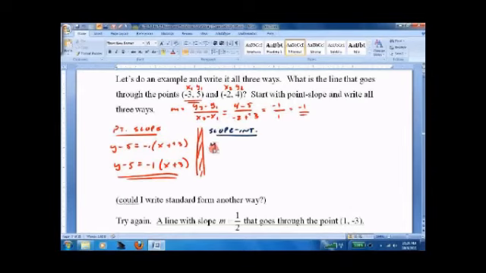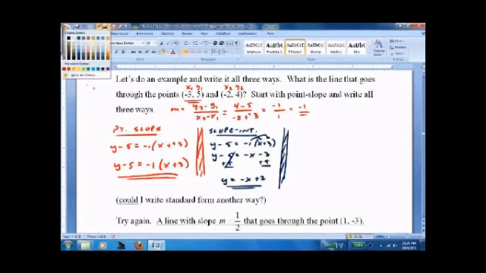So we take the y minus 5 equals negative 1, x plus 3, and we distribute. Negative x minus 3, that's negative 1 times x, negative 1 times 3. And we add 5 to both sides. We get y equals negative x plus 2. That's it. Same line, just written in a slightly different form. And let's get a little imaginative with colors.